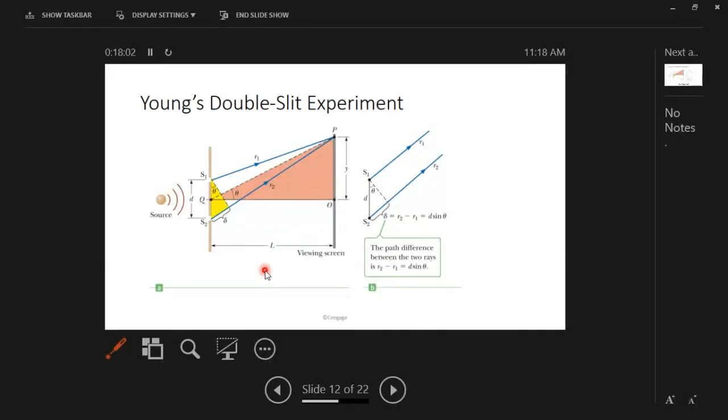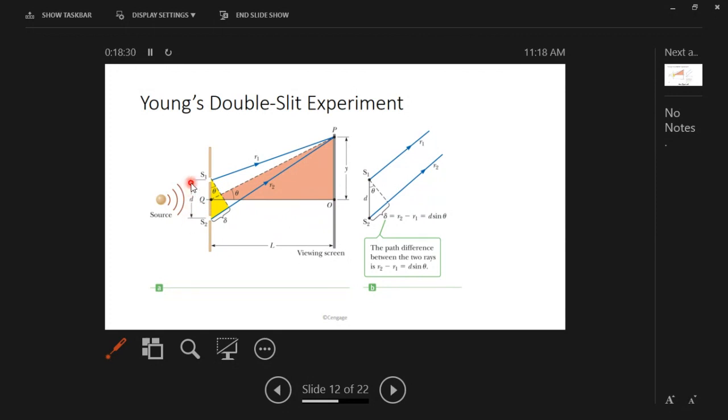Now, if you want to formulate this situation and find a couple of different formulas that we can use in order to do some examples, let's assume that I have this situation here. I have two slits, S1 and S2, and then I'm looking at the point P on the screen. Let's look at some of the quantities that are important for me.